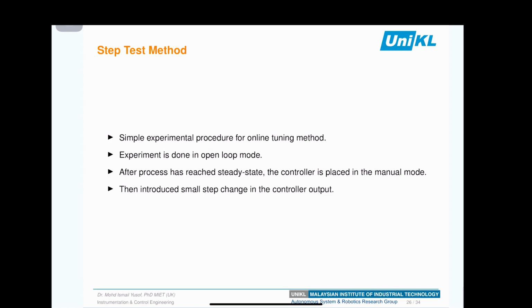method. The step test method, or called the first order method, is very popular and uses a simple experimental procedure. On the other hand, the continuous cycling method, or also known as the second order method, is also popular for online tuning. In this video we're going to focus on the step test method.